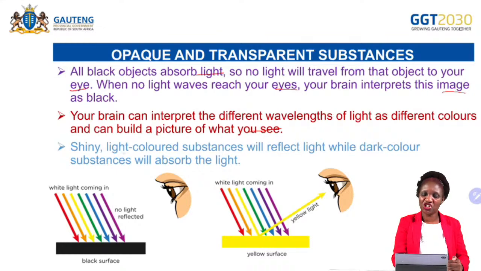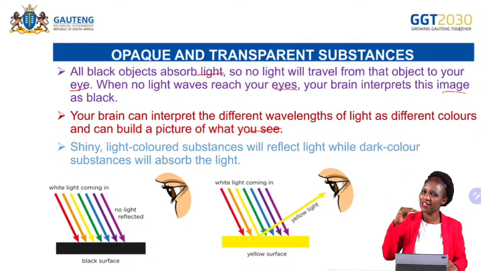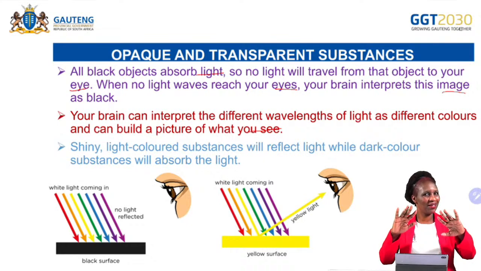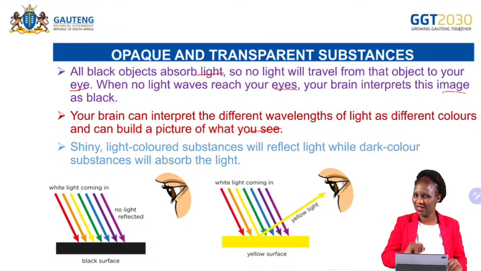Okay. Shiny light colored substances will reflect light, while dark colored substances will absorb light. Okay. If a substance is white, it's going to reflect all the light back. Okay. Remember, we're talking about white light. If it strikes a white substance, then all light is going to be reflected back. And then we are going to see white because all the colors have been reflected.